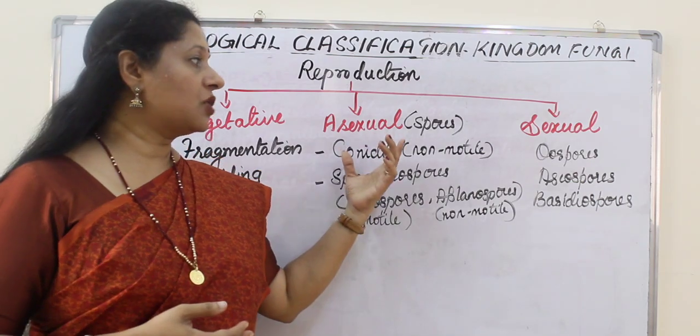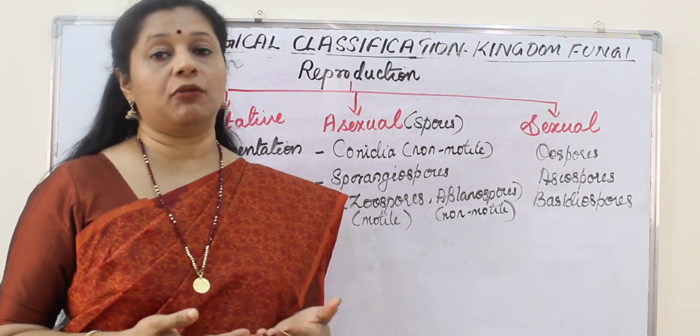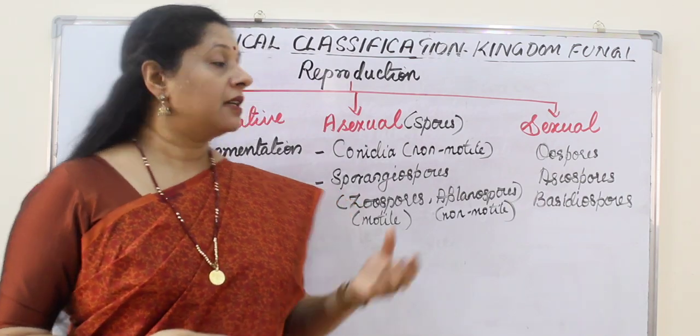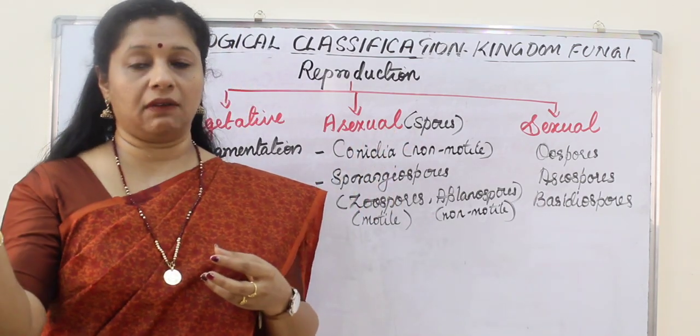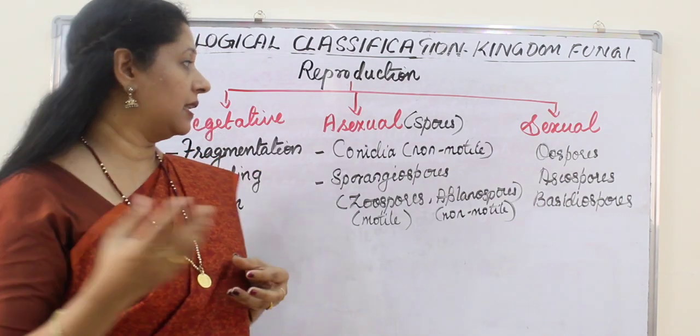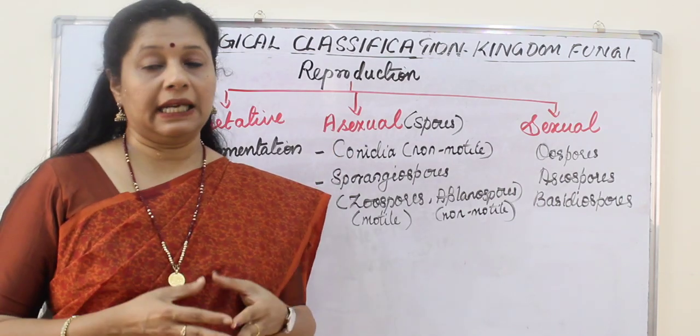So whether it is asexual reproduction or sexual reproduction, they are carried out by the production of spores. I told you spores are unicellular structures which can further develop into a new organism or another structure. So here different types of spores are there. You have to clearly understand.